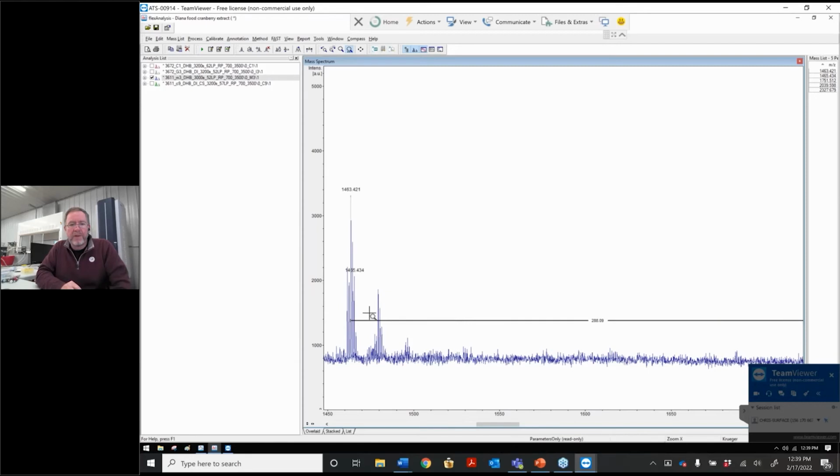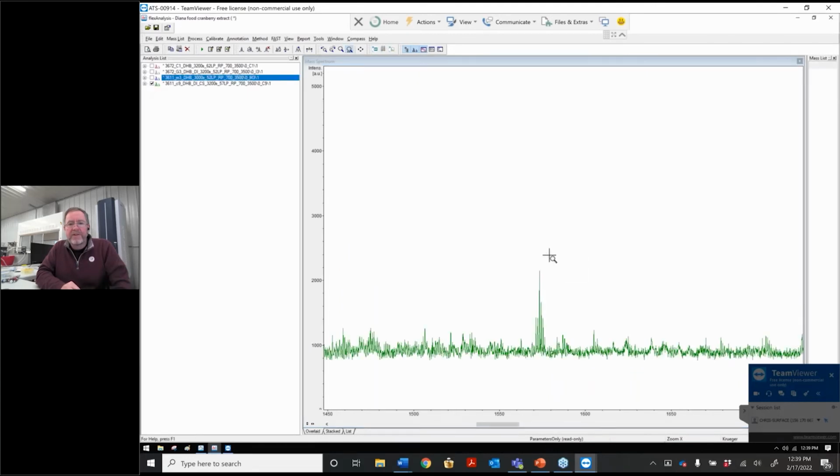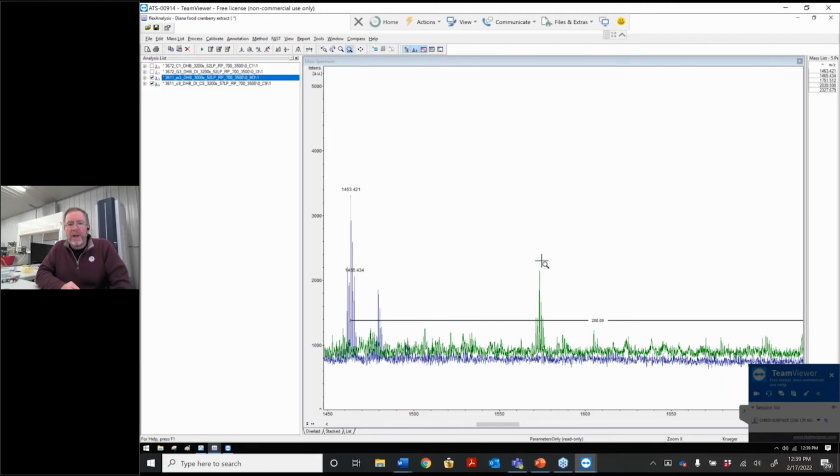Again, 16 mass units and a difference of 288 in degree of polymerization. If we deionize and add cesium, we see that there is only one predominant peak here. Maybe a little bit in this case.